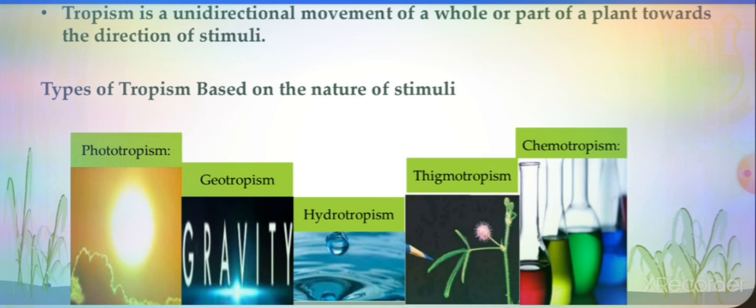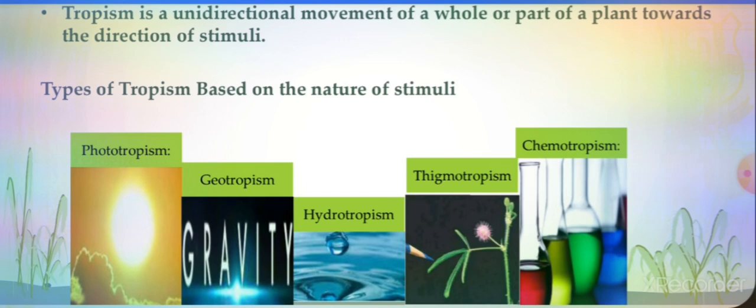Hydrotropism. What is hydrotropism? Movement of a plant part towards water. Water is a stimulus. For example, the root as well as the root hairs grow towards the water. And thigmotropism. What is thigmotropism? Movement of a plant part due to touch.